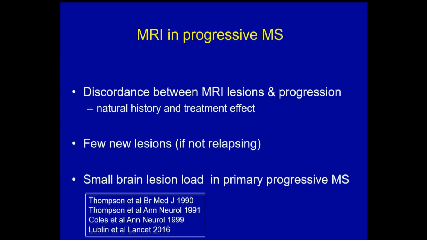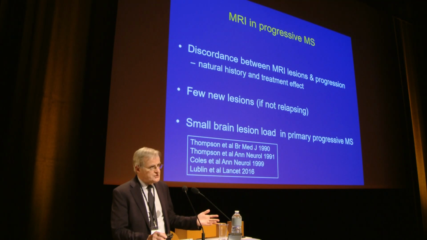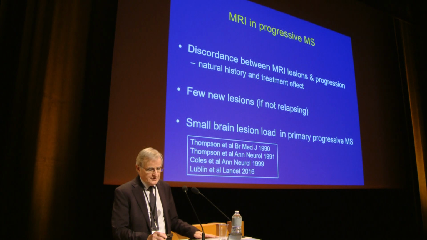What about moving then on to the problem of progressive MS? Well, here I think the imaging came up against some perhaps unexpected findings, and this goes back more than 25 years ago. I'm thinking of Alan Thompson's studies in 1990 and 1991 particularly, that identified a discordance between MRI lesions and progression. And I think it has been seen in both natural history studies and also when looking for treatment effects, and I'll show an example of that.